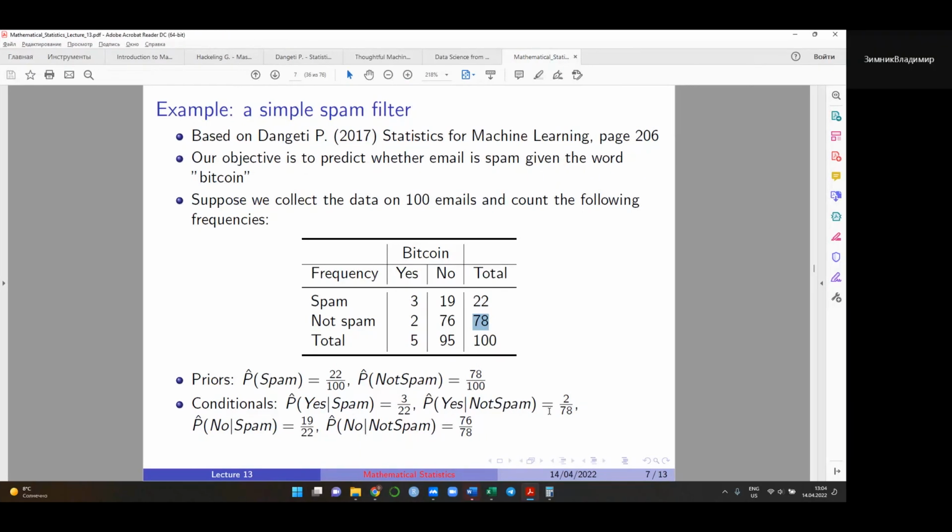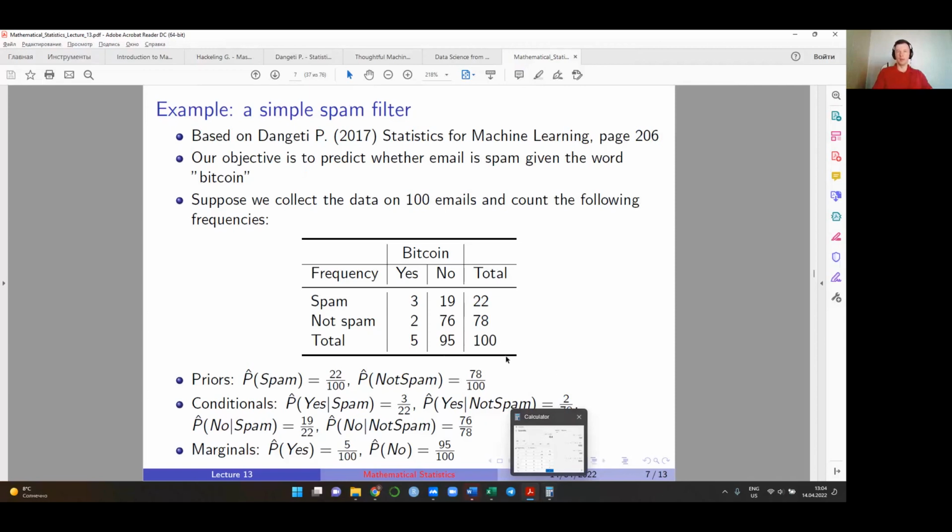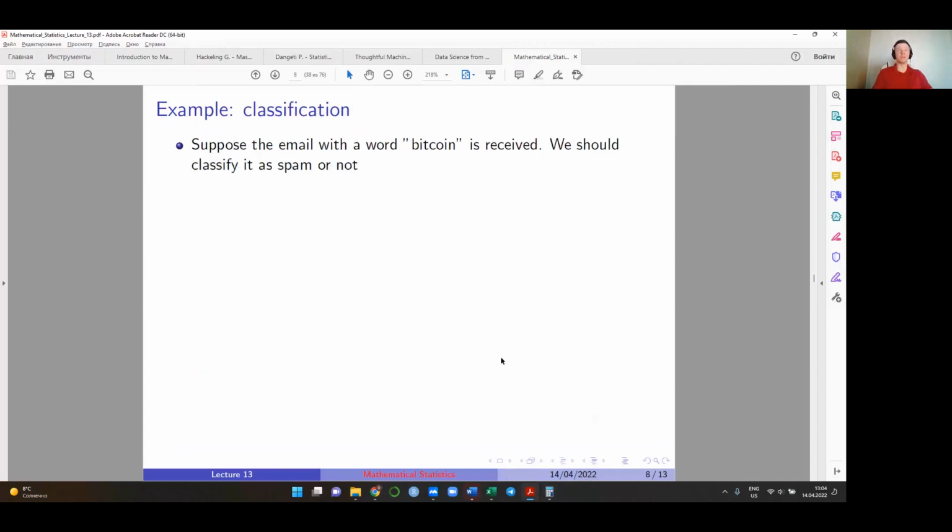Yes. So now the last step. Given that an email has the word Bitcoin, is it likely that this is spam or not? We need to calculate two probabilities. Here are the marginals, P(yes) and P(no): 5 and 95 over 100. So suppose an email with the word Bitcoin is received. We should classify this as spam or not spam.